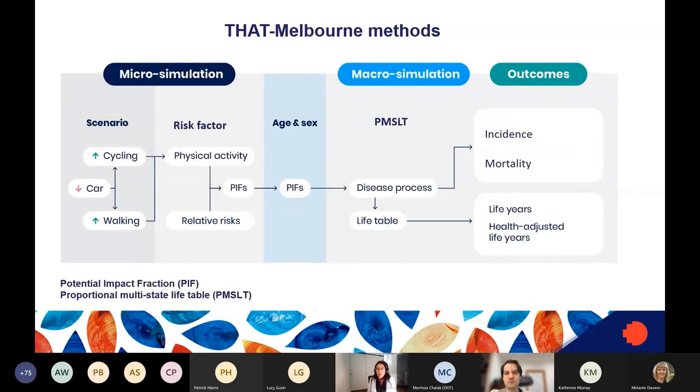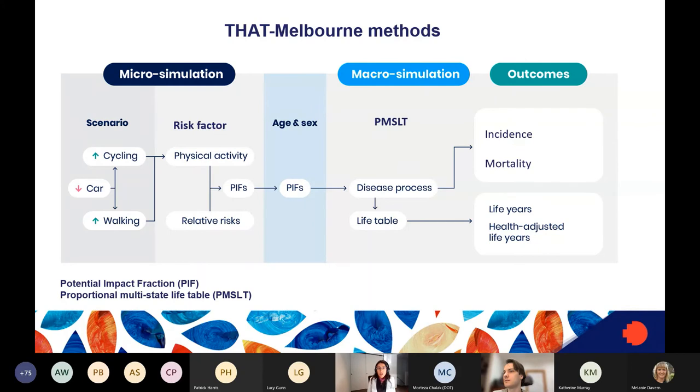I will explain the methods very briefly, and if you're interested to learn more about them, we do provide technical material that you can find on the website in the methods section. So, very simply, we model two Melbourne adult populations, and we are interested in their transport patterns, their physical activity levels, and their health. We model a base case where everyone moves business as usual, with no changes to transport, and 20 scenarios where we change this transport pattern.